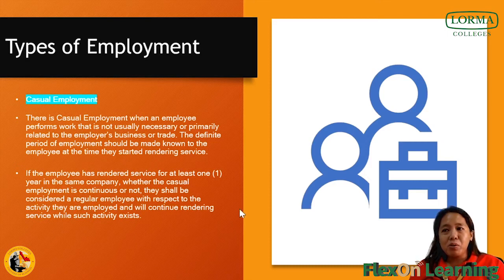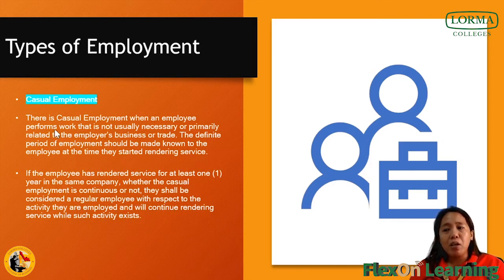Okay, we have also casual employment. When you are considered a casual employee, you are hired for work not usually necessarily or primarily related to the employer's business or trade. The definite period of employment should be made known to the employee at the time they started rendering service. If the employee has rendered service for at least 1 year in the same company, whether the casual employment is continuous or not, as long as you accumulate 1 year, you shall be considered a regular or permanent employee with respect to the activity they are employed in, and will continue rendering service while such activity exists.